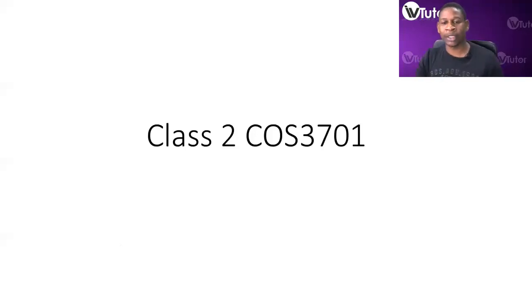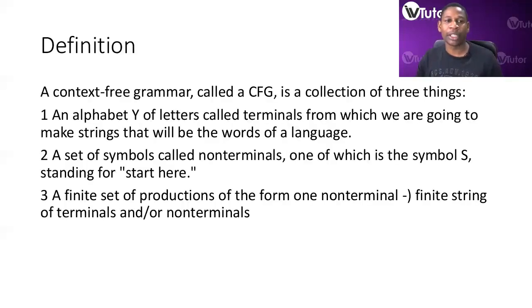So what is it that we're talking about? A context-free grammar is a collection of three things, right? First, an alphabet of letters called terminals, which we use to make strings that make the words of the language. So the alphabet is the one used to make up all the words in the language. Then number two, a set of symbols called non-terminals, one of which is the symbol S standing for start. So far we now have terminals and we have non-terminals.